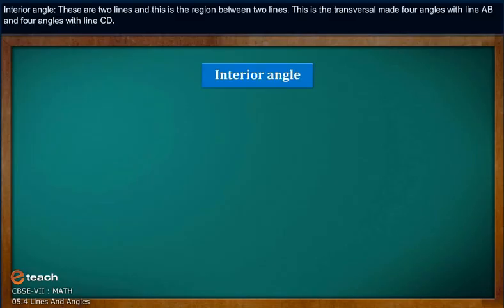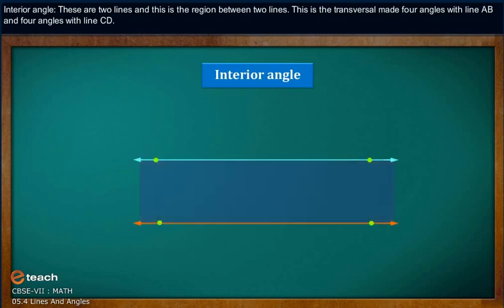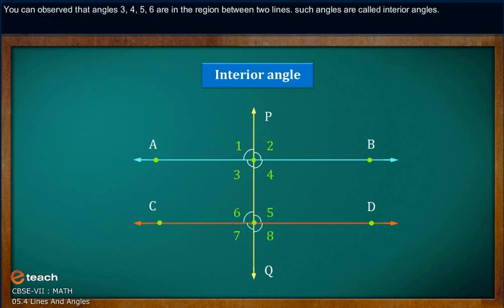Interior angle. These are two lines and this is the region between two lines. This is the transversal made 4 angles with line AB and 4 angles with line CD. You can observe that angles 3, 4, 5, 6 are in the region between two lines. Such angles are called interior angles.